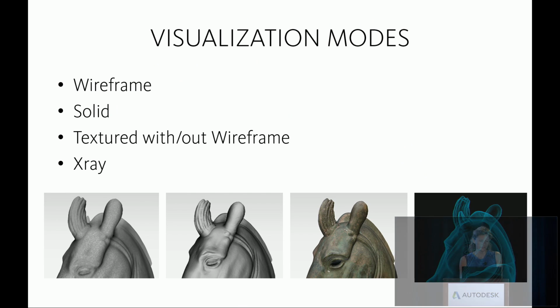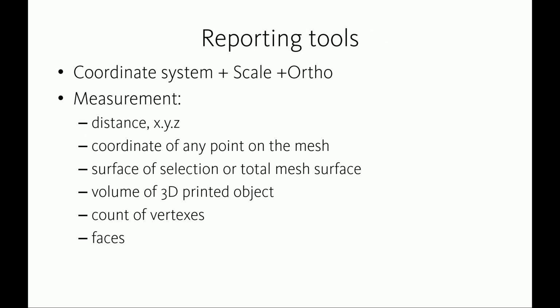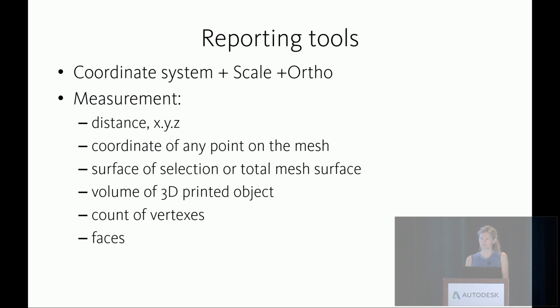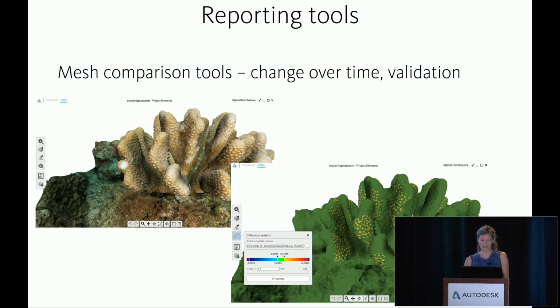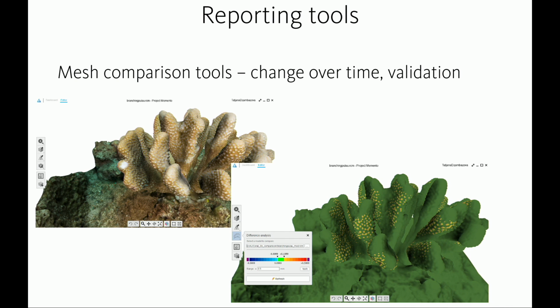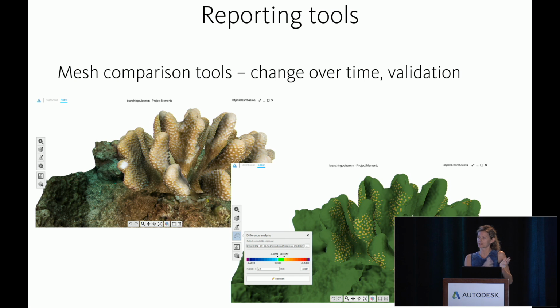We work through different visualization modes, a bunch of reporting tools, setting coordinate systems, setting scale, ortho mode, and then we measure distances, surfaces, volumes of the meshes for different purposes. Working with some underwater marine scientists, we realized that one of the tools that they needed was a comparison tool between meshes that are taken over time so that they can tell if, for example, a coral reef is shrinking or growing and if it's healthy or not. So we built a first tool of comparison, but we are now rebuilding it much better as a mesh alignment tool, but this works.